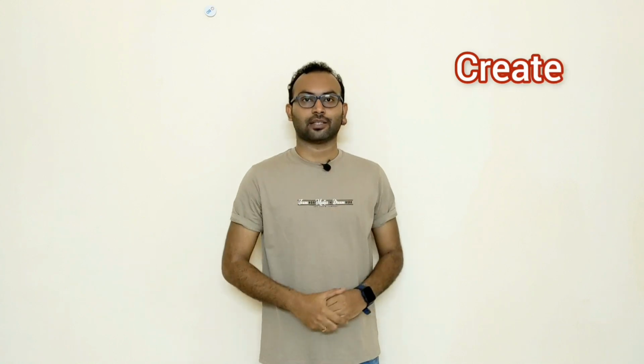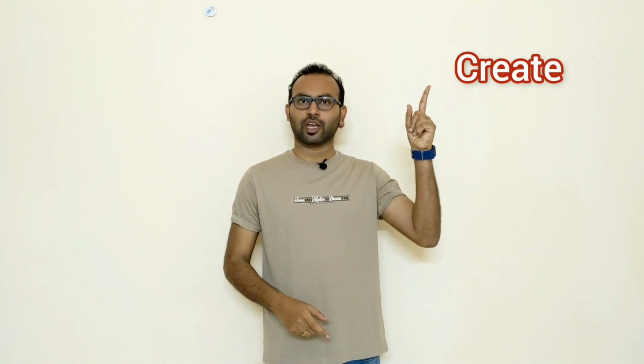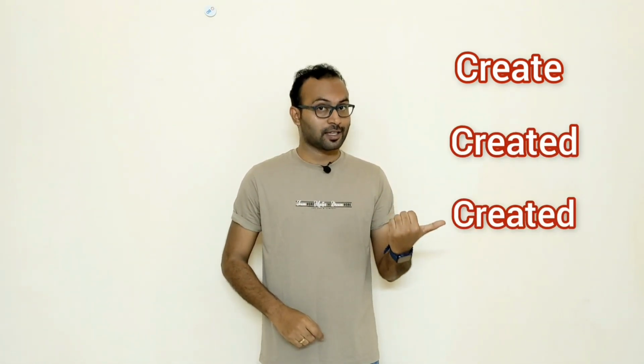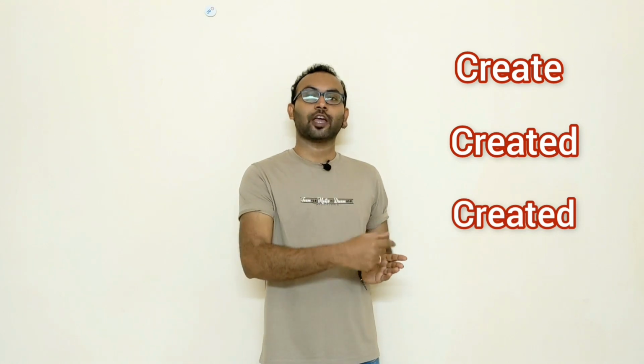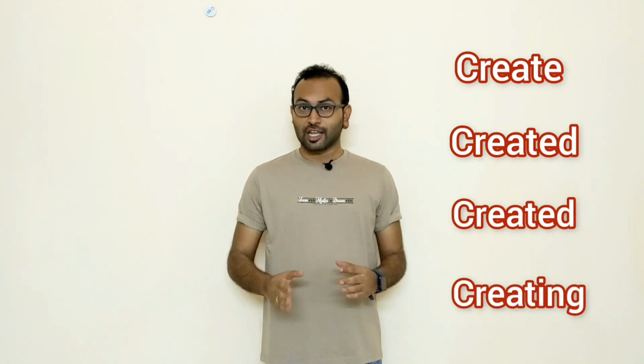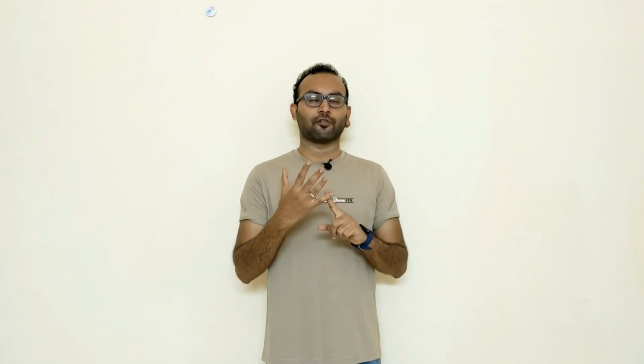Let's go with another final example in this video, that is create. When you take the word create as V1, V2 for that is created, V3 is created again, and V4 is create plus ing, creating. As I told you before, now we are going to see what that V5 is. Some people consider there are 5 forms of the verb, like V1, V2, V3, V4, and V5.